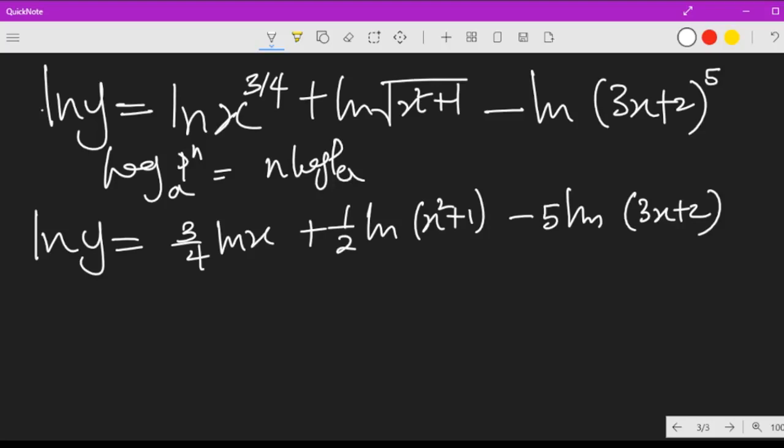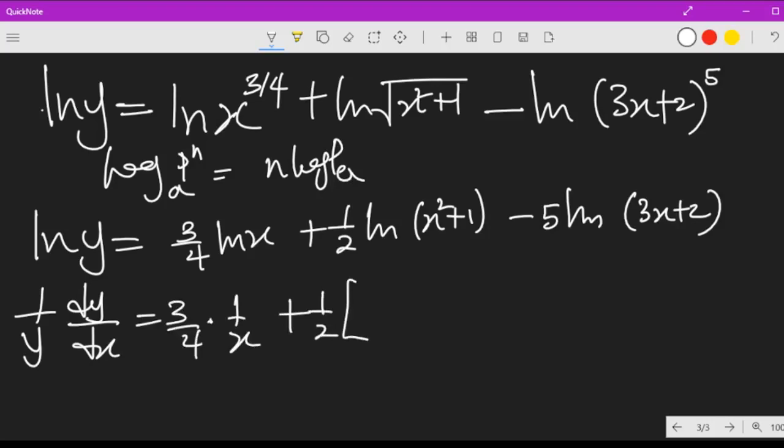So let's differentiate. Remember that this falls to implicit differentiation. If you differentiate ln y, it gives you 1 over y dy/dx, which is 3 over 4 dot 1 over x, plus 1 over 2 onto the length of this. By the time you apply the quotient rule, this will be 1 over this dot derivative of x squared plus 1, which will give you 2x. Now minus 5 dot, the same thing applies when you differentiate this, it's 1 over x, it will be 3 over 3x plus 2.